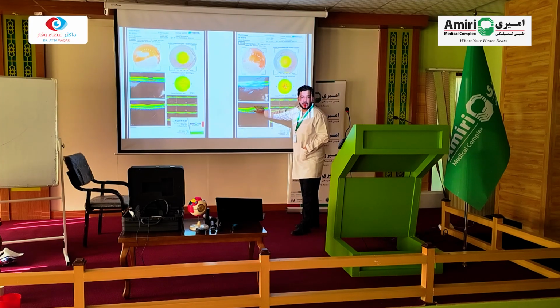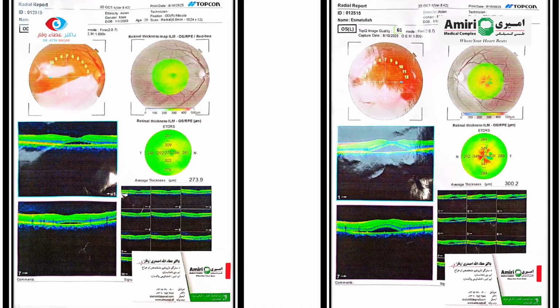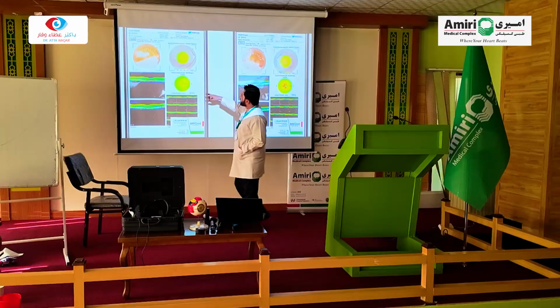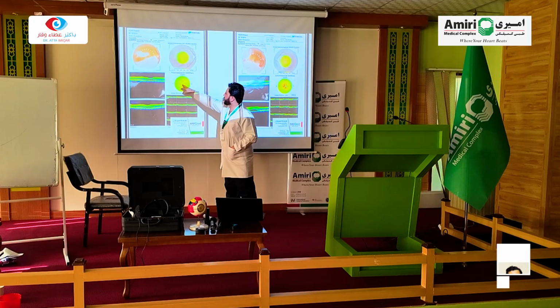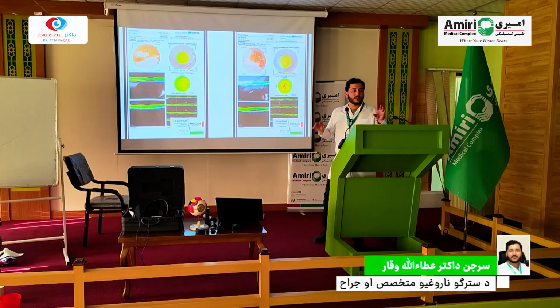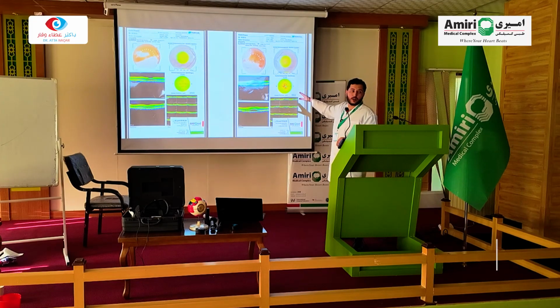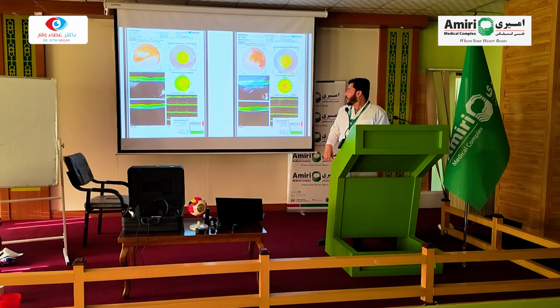This is the increase in the retinal thickness. This is the right eye, and this is the left eye. You can see here it is more increased at 275 and 355. There was a physiological problem, decreased vision, and an anatomical problem. What was it? The retinal thickness was increased.